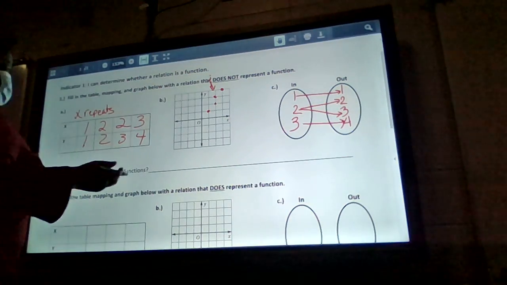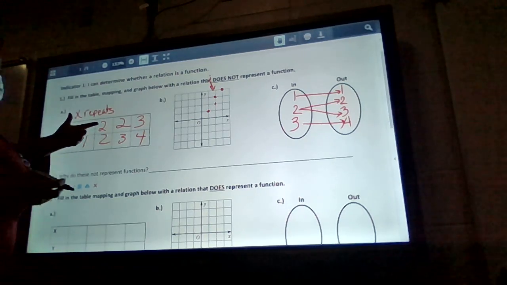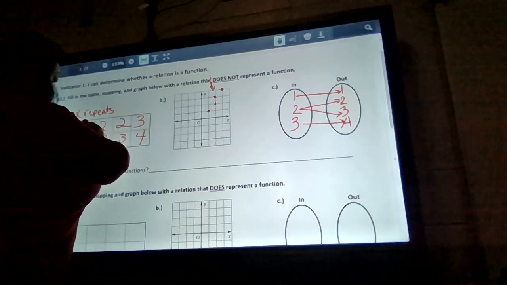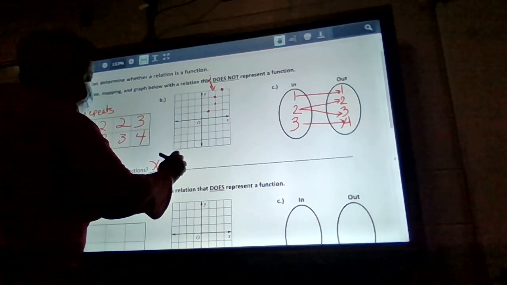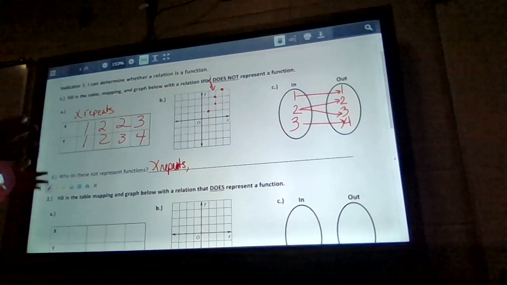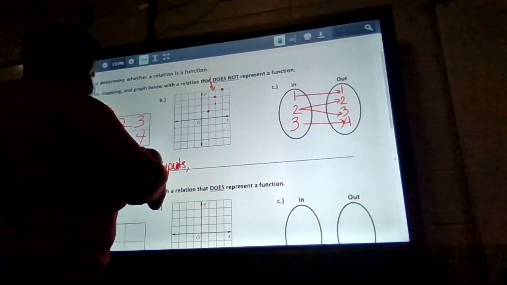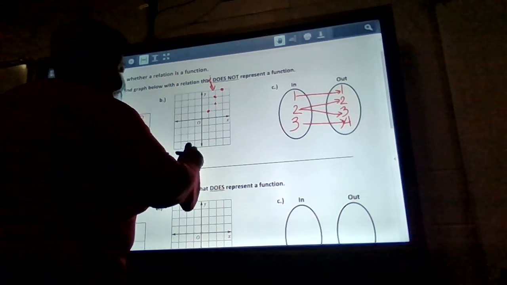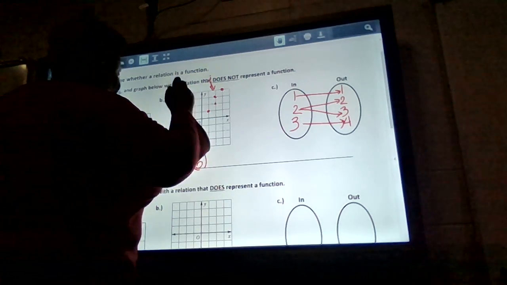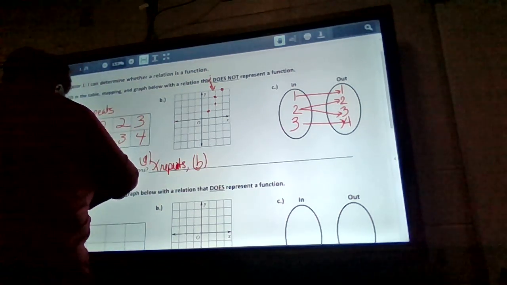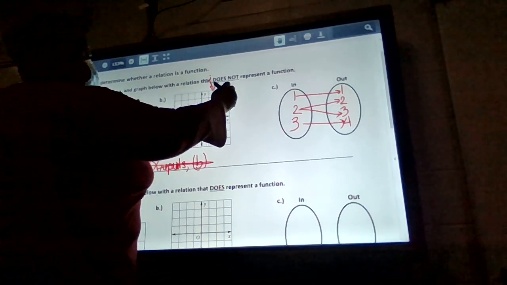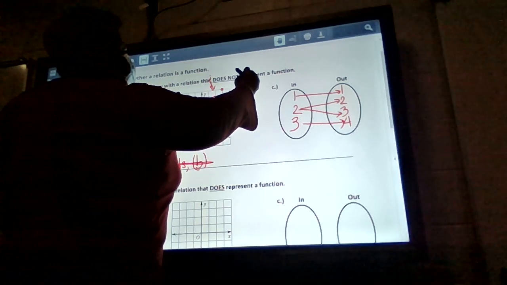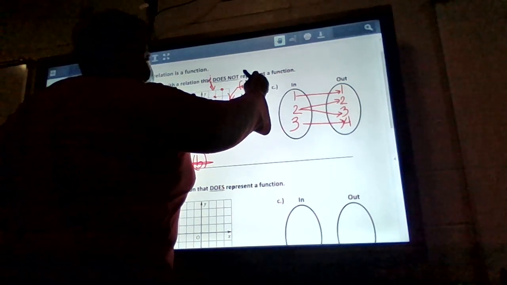Okay, so why do these not represent functions? X repeats. And you can print this out and go along with it at home. That's for A. For B, this one fails the vertical line test. And I'm going to write one statement here.